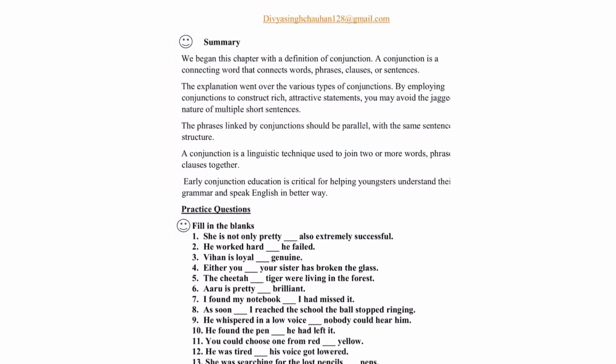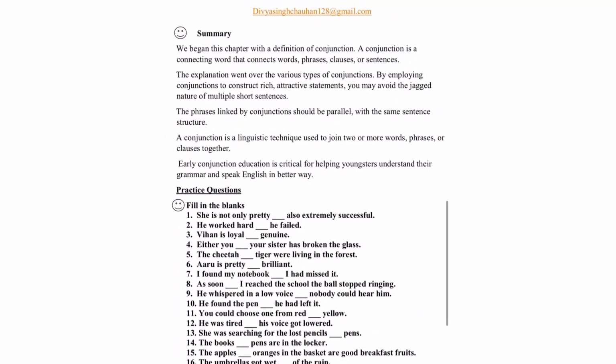The explanation went over the various types of conjunction, in which we also learned how we can use conjunctions to make new statements, new situations, to create a comparison between two qualities of a particular person, to compare and connect two situations together, right? And we also learned about the various types of conjunctions in this lecture.